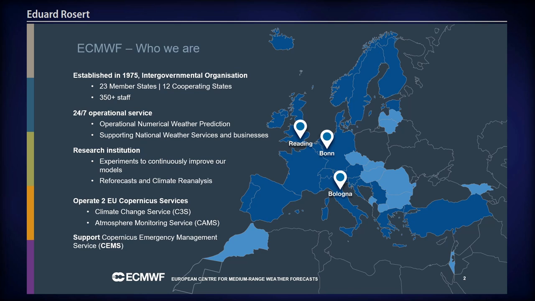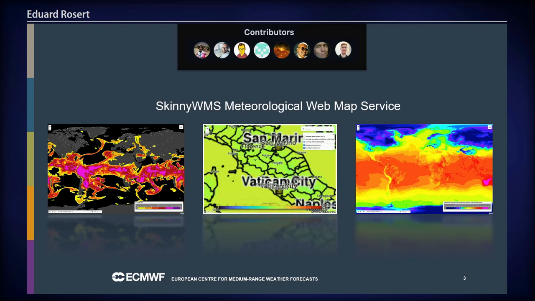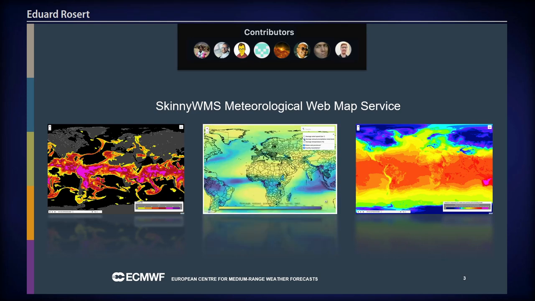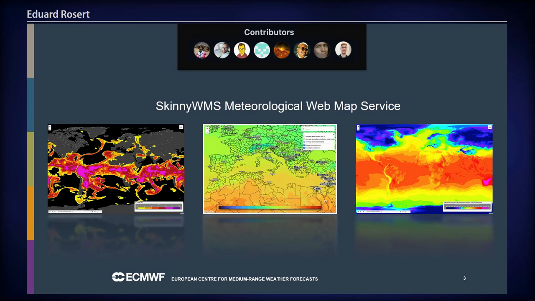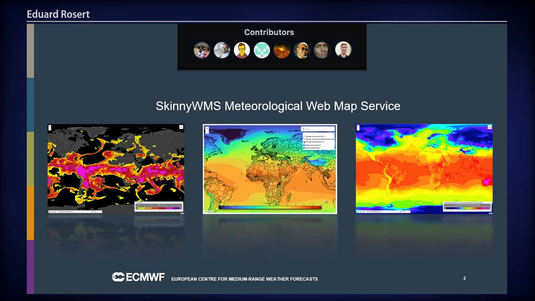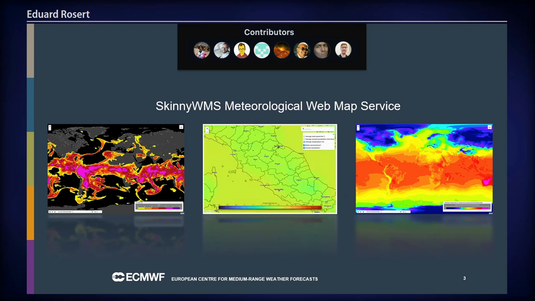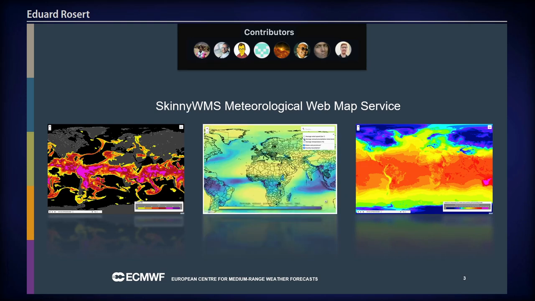And on top of that, we have a long history and experience in providing software to process meteorological data and also visualize it. And one piece of software that I'm presenting today is called SkinnyWMS. So as you can already see, I hope my animation works. Yeah, seems to work. So SkinnyWMS is a meteorological web map service. So it is an open source tool that allows you to visualize meteorological data interactively.